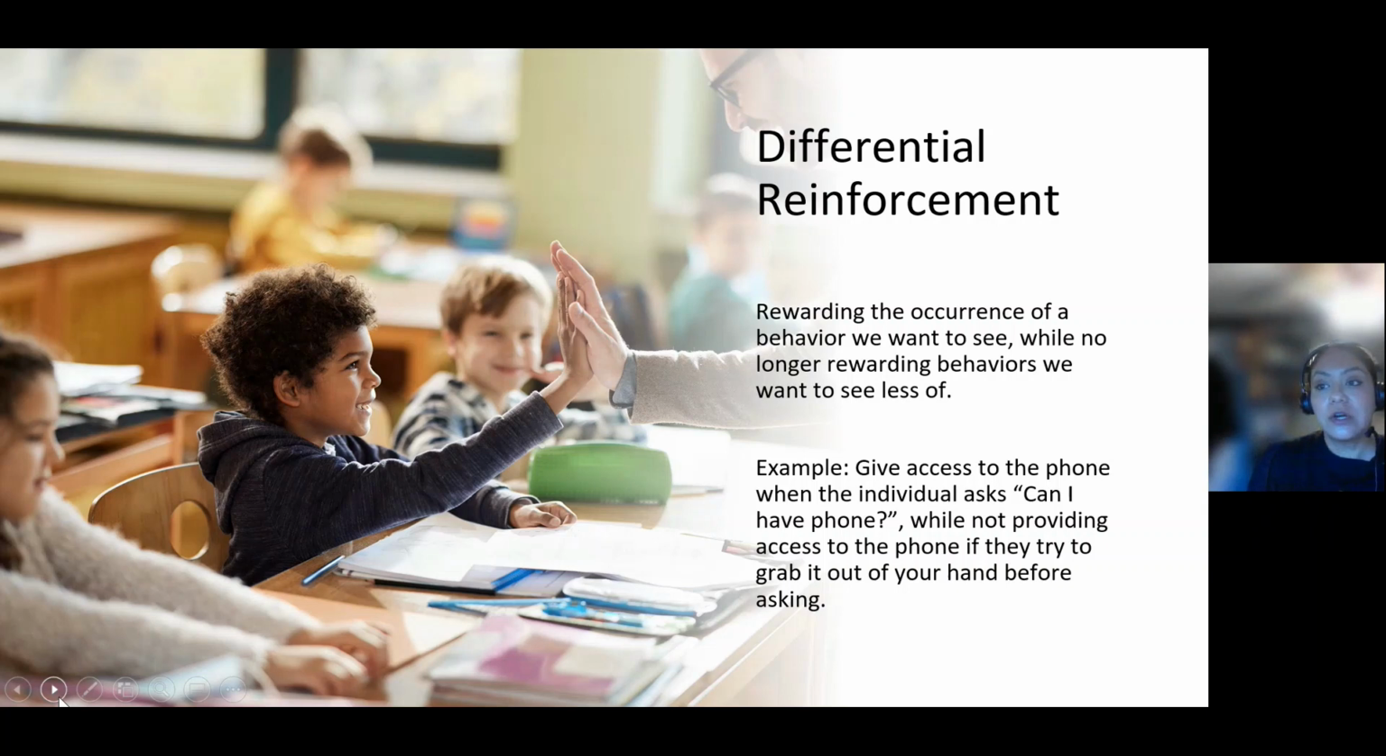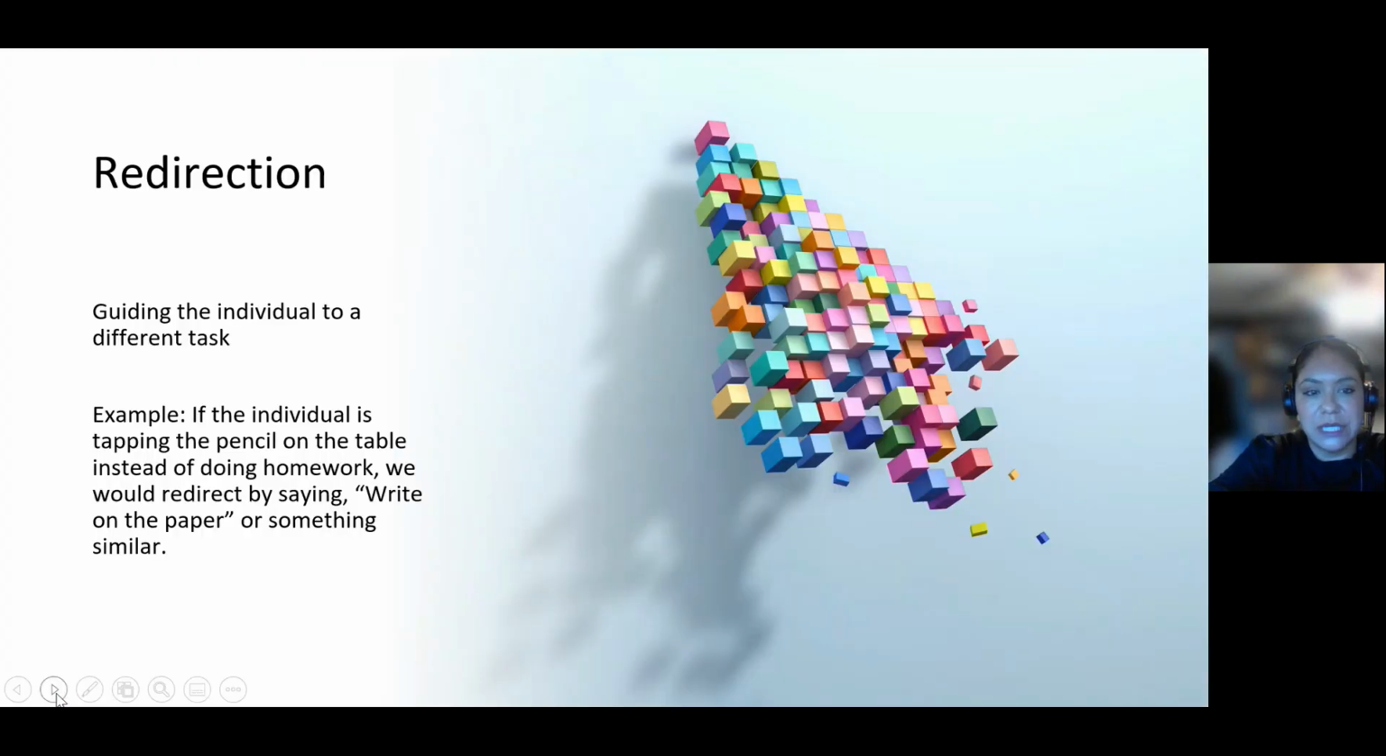Another common example is young toddlers who are first just learning to walk or to talk. We give them a lot of attention for just trying to say a word or for taking one step. And as they get a little bit older or more fluent, we don't give as much attention. So those are some examples of differential reinforcement.